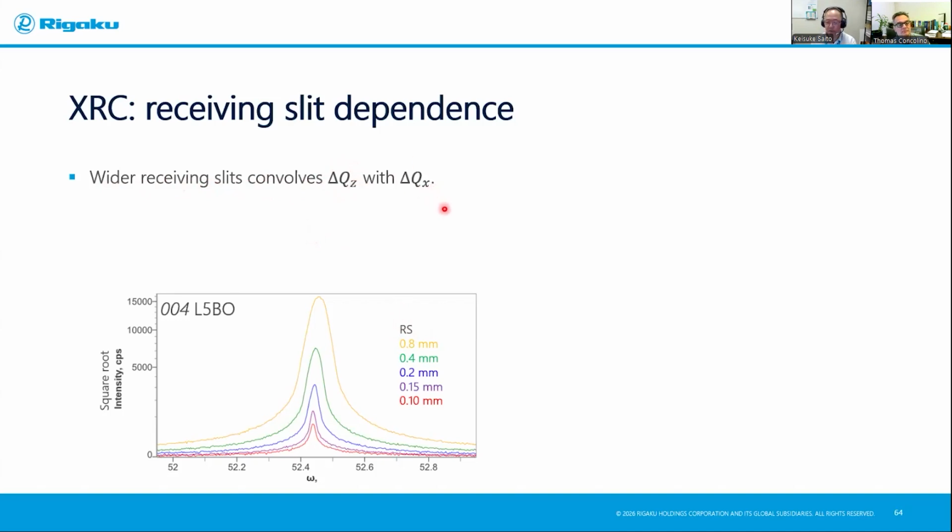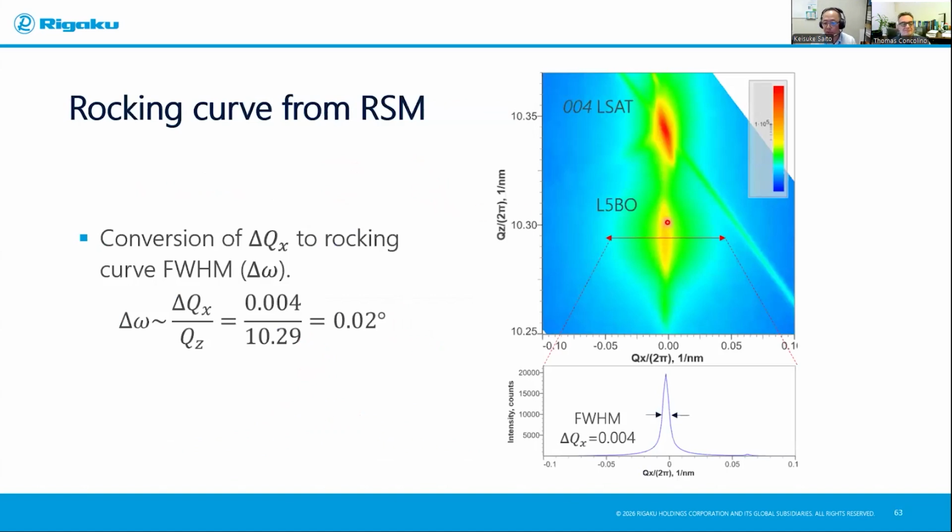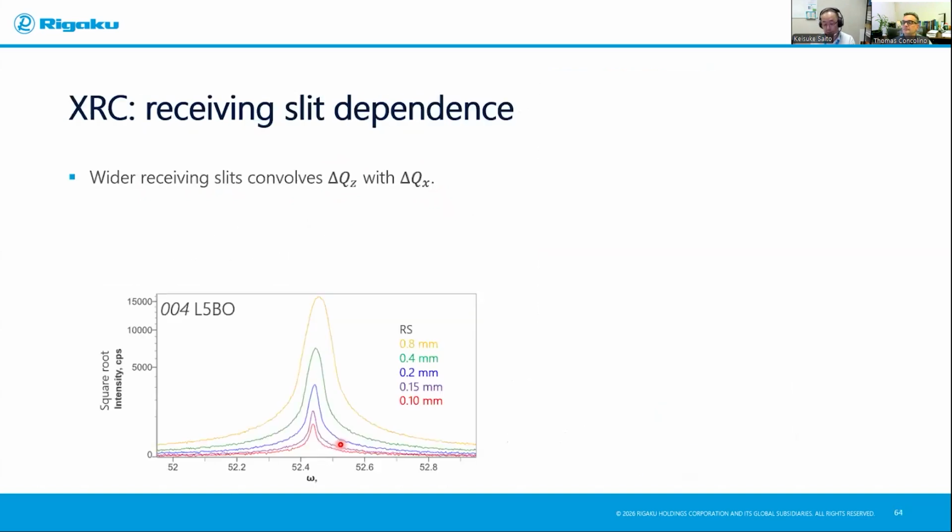So let's go back to reciprocal space mapping. Delta QZ is the broadening along the QZ direction, and delta QX is this broadening. If you have a very wide receiving slit, like 1 millimeter, which is unfortunately a default setting on our SmartLab system, that is broad, large. So what you get is a mixture between delta QZ and delta QX. Once you make the receiving slit narrower and narrower, as you see, the peak is getting sharper. Of course, the intensity is compromised, but the peak is getting sharper.